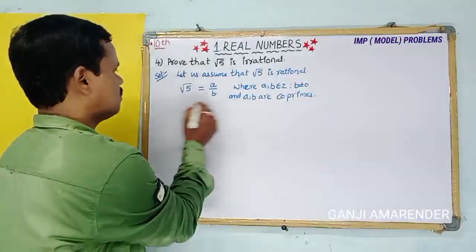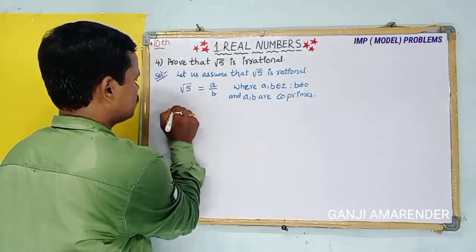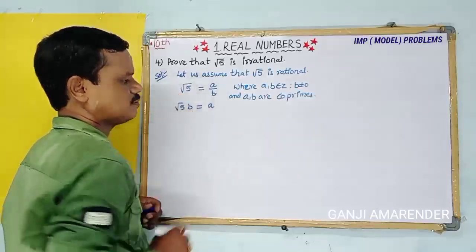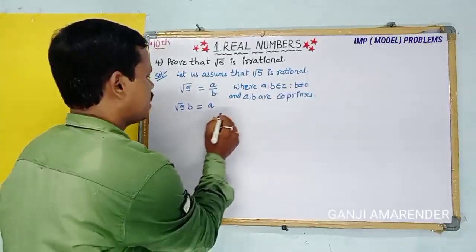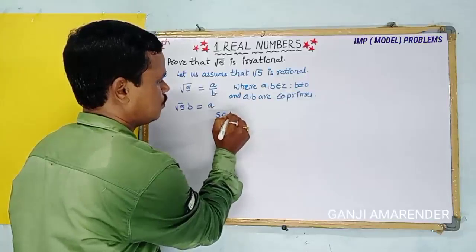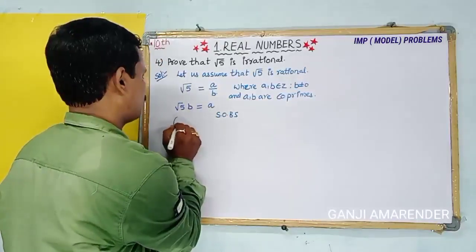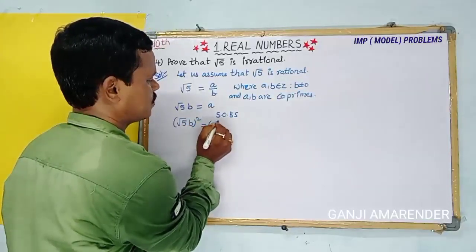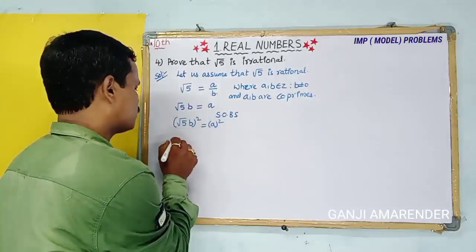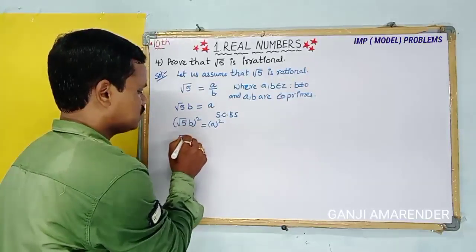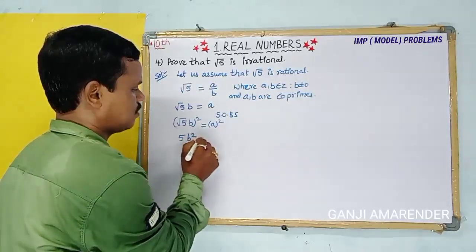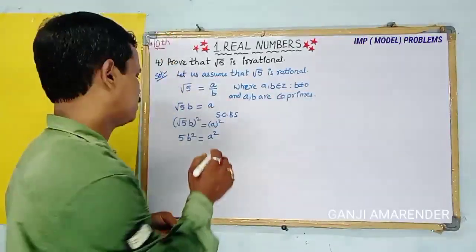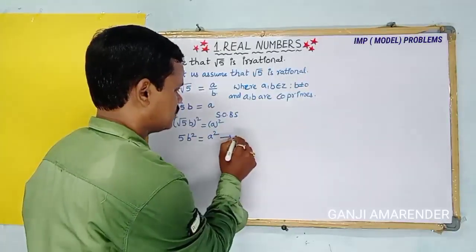Okay, now cross multiplication, do the cross multiplication. Root 5 into b is equal to a. Okay, squaring on both sides, root 5 b whole square is equal to a square. Means root 5 whole square means square root cancel, 5, this is b square is equal to a square. Okay, here this is taken as 1.